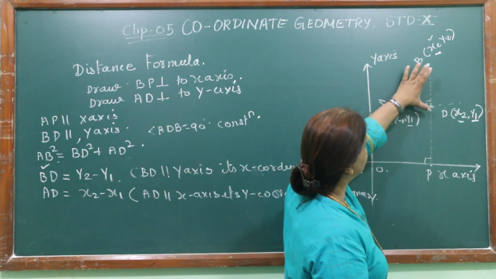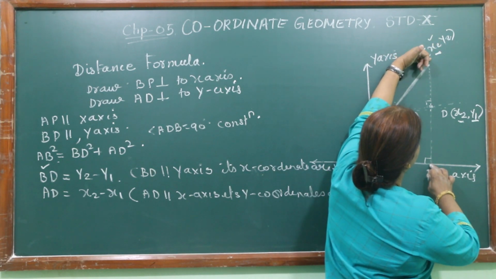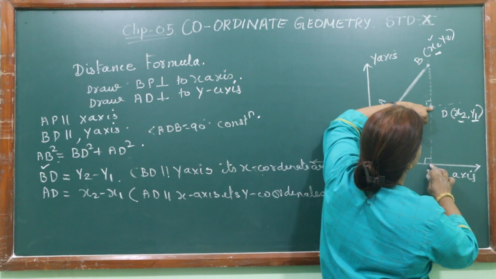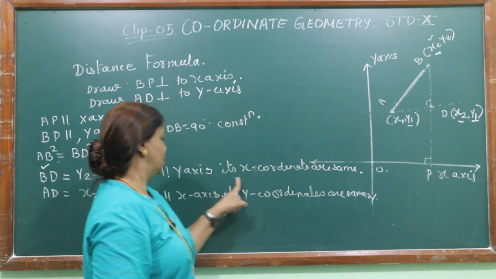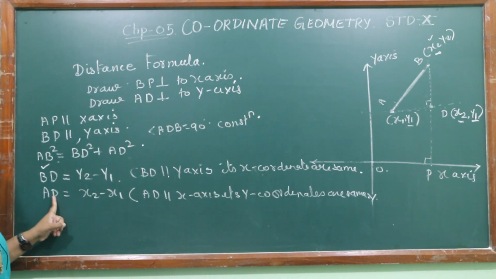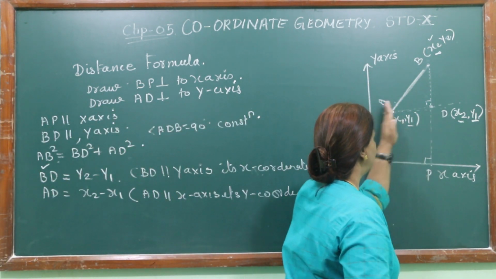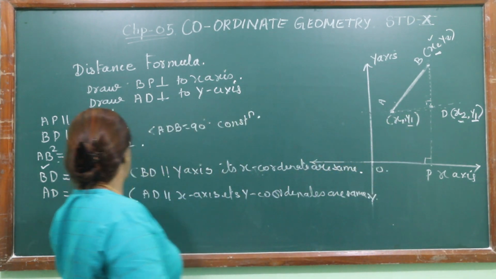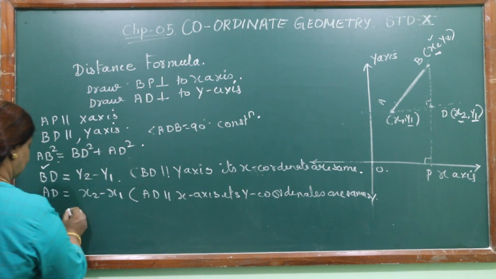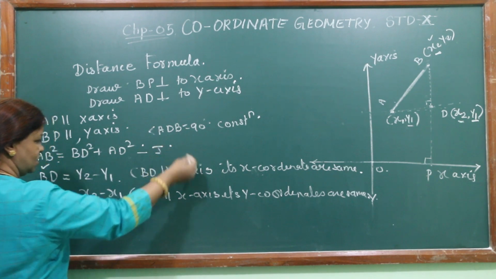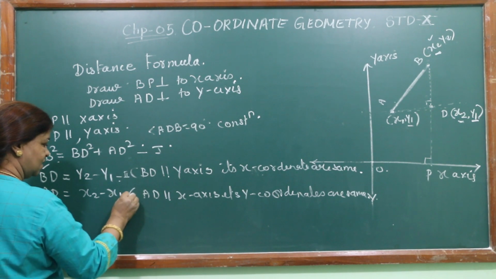See children, if you wanted to find this distance, from here to here it is y2, and from here to here it is y1. So from y2 if you remove y1 you get BD. So y2 minus y1. And AD, from this much portion, if you remove this much portion you will get AD. So x2 minus x1. Now to get AB, I will place these values in this equation. This is the first equation, this I call the second and this the third.